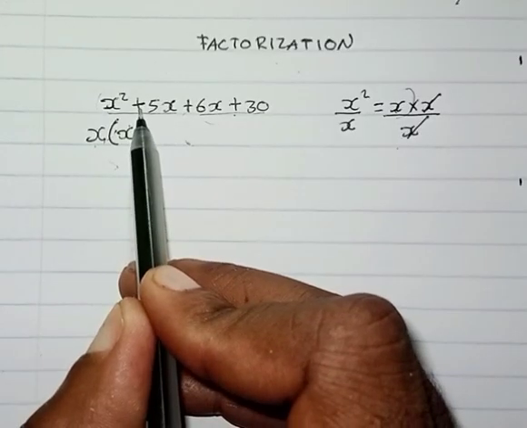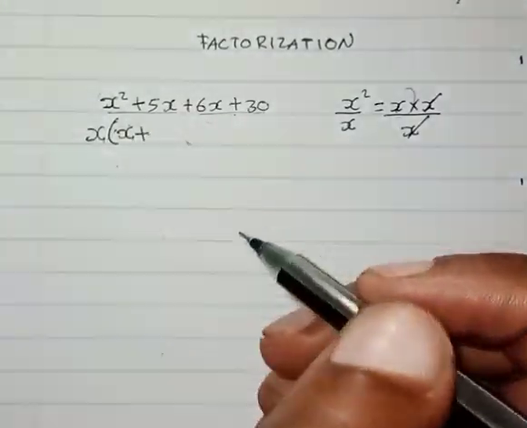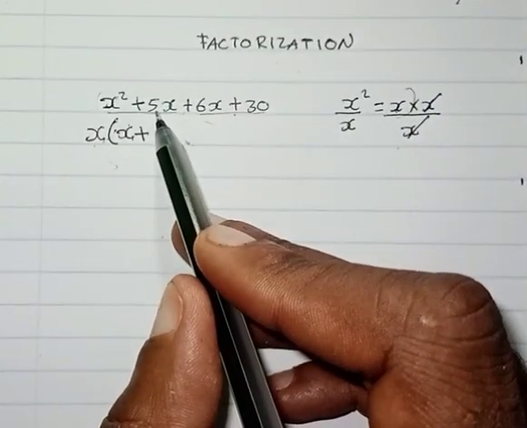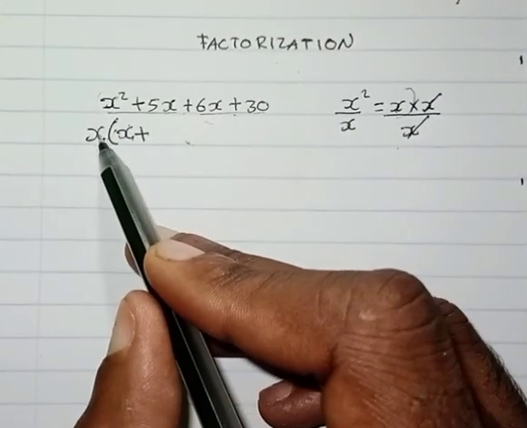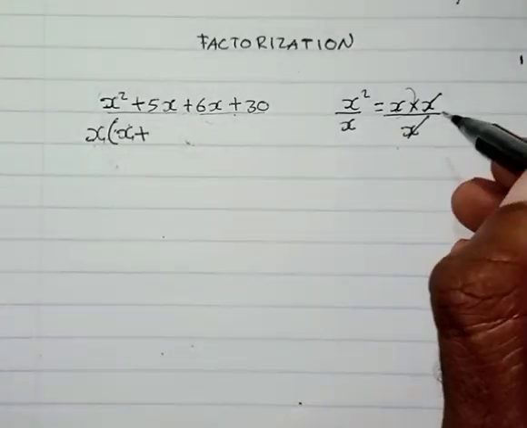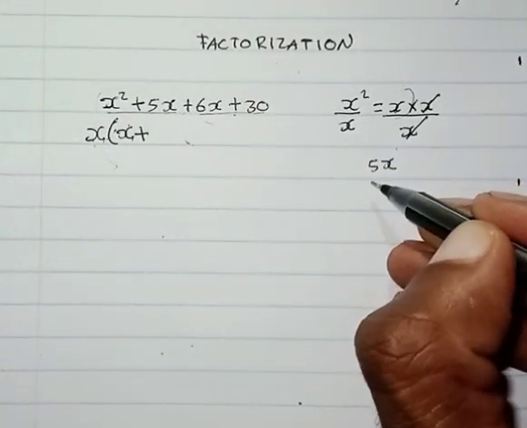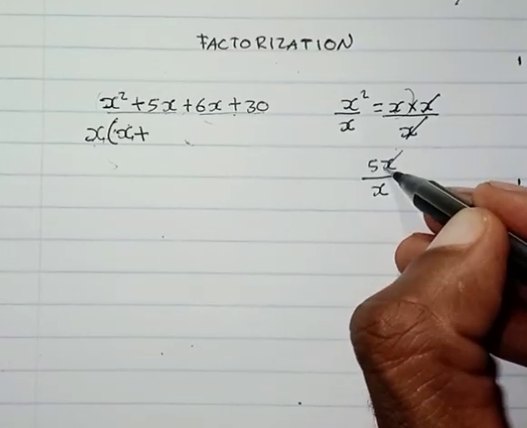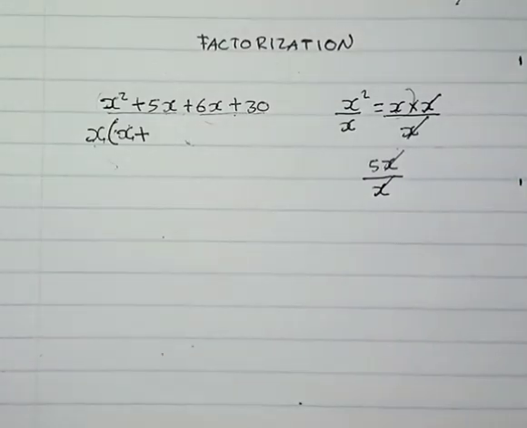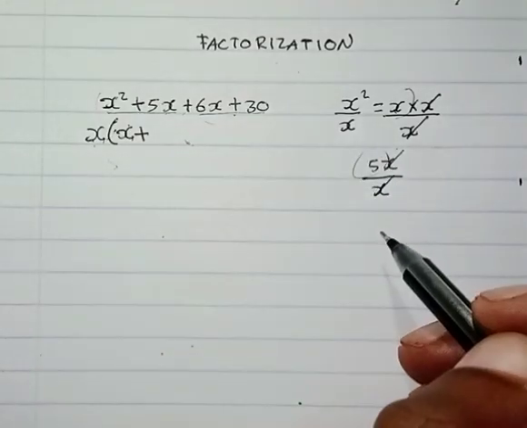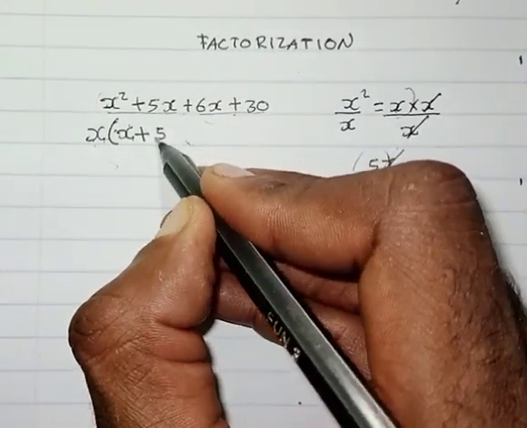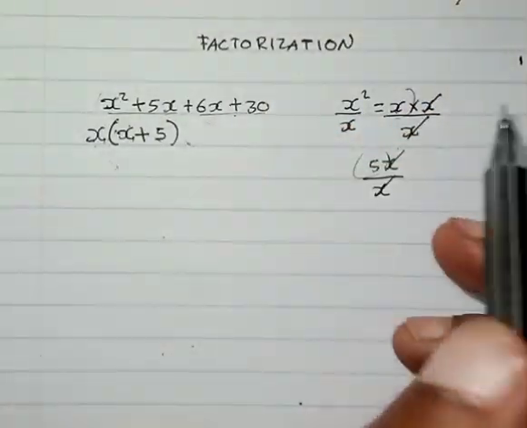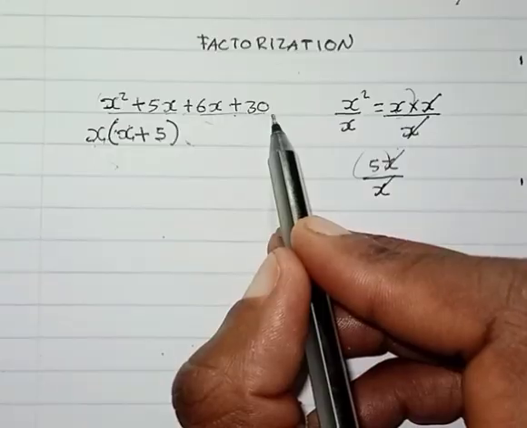The operation is plus, so we drop it, plus. On the other side, we have 5x divided by x. So this means 5x divided by x. So this and this will cancel so that we just remain with 5. So we just put our 5 here. Then we close. Now let us factorize these two.